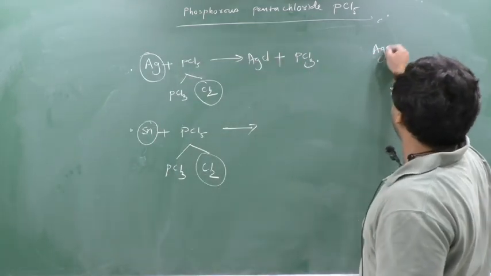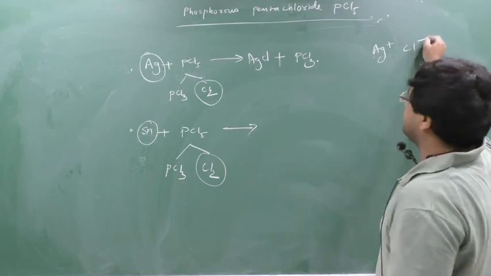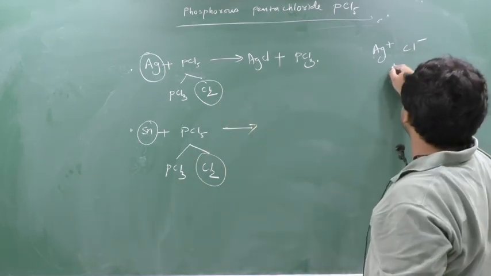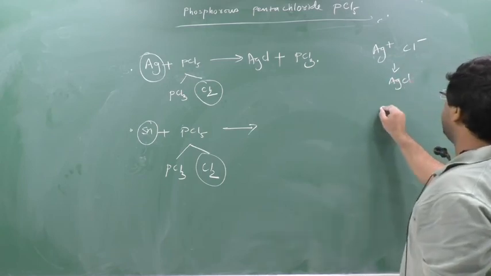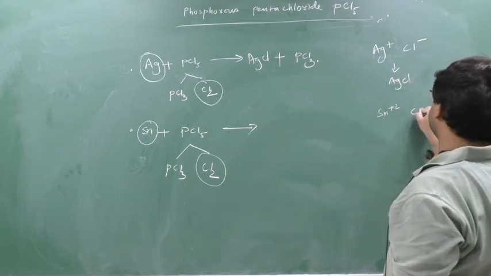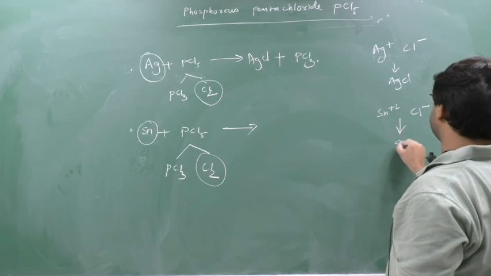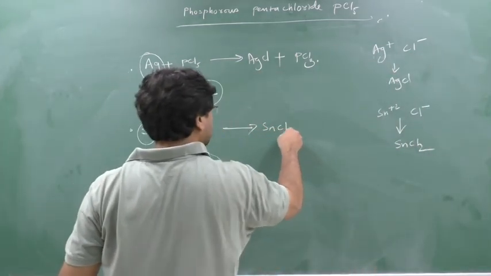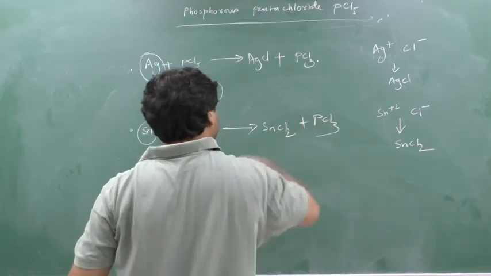Clear? See here AgCl, why? Because Ag is capable of forming plus. So Ag plus and Cl minus; you consider this Cl as minus only. So Ag plus and Cl minus means what? AgCl. But Sn is forming a plus 2 compound. So Sn plus 2 and Cl minus, what will it form? It will form SnCl2. Yes or no? So Sn and Cl will form SnCl2, and PCl3 will be as it is.